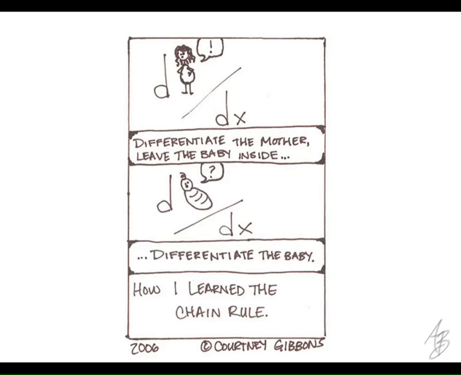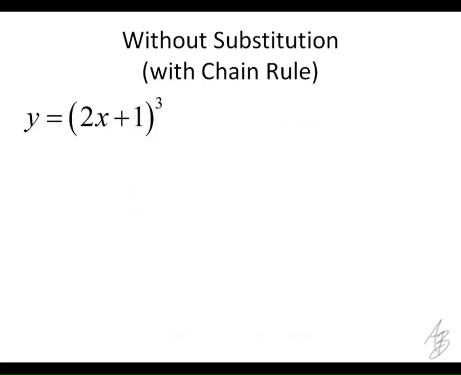I like this cartoon. This is kind of the way I learned the chain rule. So you start by differentiating the mother and you leave the baby inside, and then you differentiate the baby. So basically what it's saying is you take the derivative of the big function, the outside function, or what this cartoonist is calling the mother function. You take the derivative of that, keeping the inside function the same, keeping the baby the same. And then once you've done that, you take the derivative of the baby function, the inside function, and you multiply by that. So using that idea, let's do the same problem here, but we're going to do it without substitution, and we're going to use it using the chain rule still.